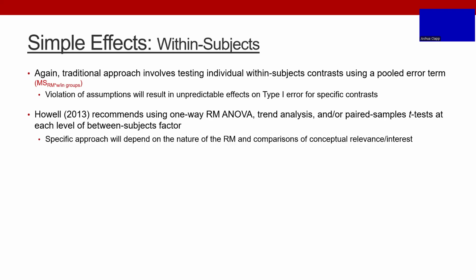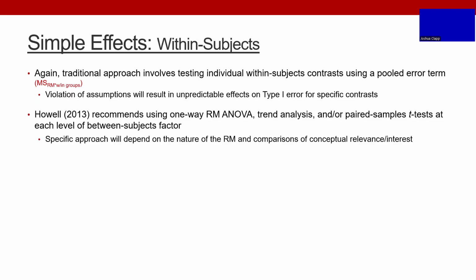All right. I want to go through and touch base on this. So we've got omnibus stuff figured out. Want to start thinking about how do we start teasing out simple effects within these designs. Again, the traditional approach involves looking at those within subjects contrasts using the pooled error term from your mean squared repeated within groups, from your overall ANOVA table.